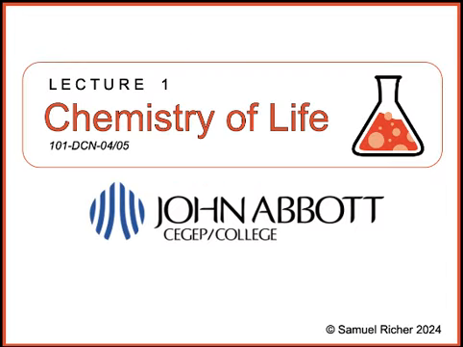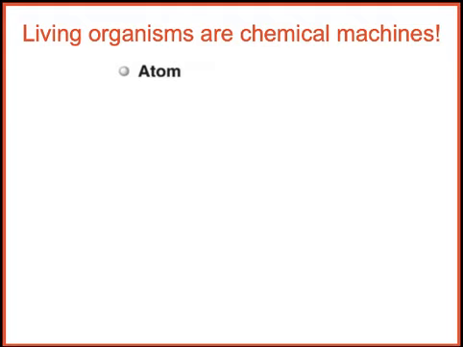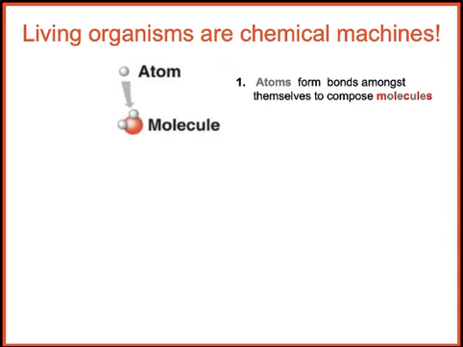Okay, lecture 1, chemistry of life. Why chemistry? This is a biology course. Well, it's because living organisms are chemical machines, right? So atoms come together and create bonds, composing molecules. And then those new molecules are also continually undergoing chemical reactions to become new molecules. This may be from hydrolysis, where molecules might be breaking apart, or synthesis reactions. Maybe sometimes molecules are synthesizing together, right?